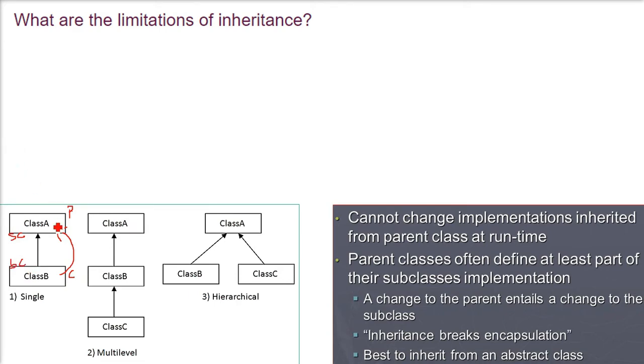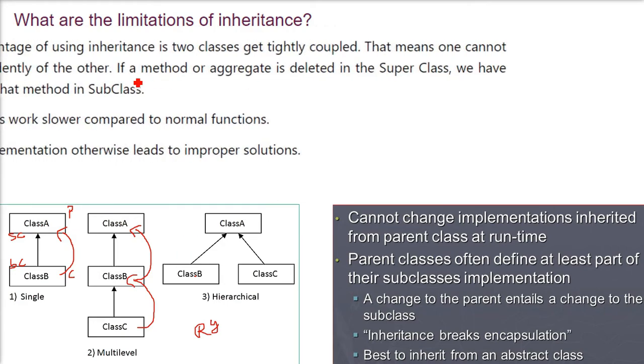See here, multi-level is there: class B is inherited from A and class C is inherited from B. Here, hierarchical: class B and class C both are inheriting class A, that is, they both are taking the properties of class A. Properties means data and function members which are protected or public. So this is inheritance. But what are the limitations? This is very reusable. This is a very good example of reusability.